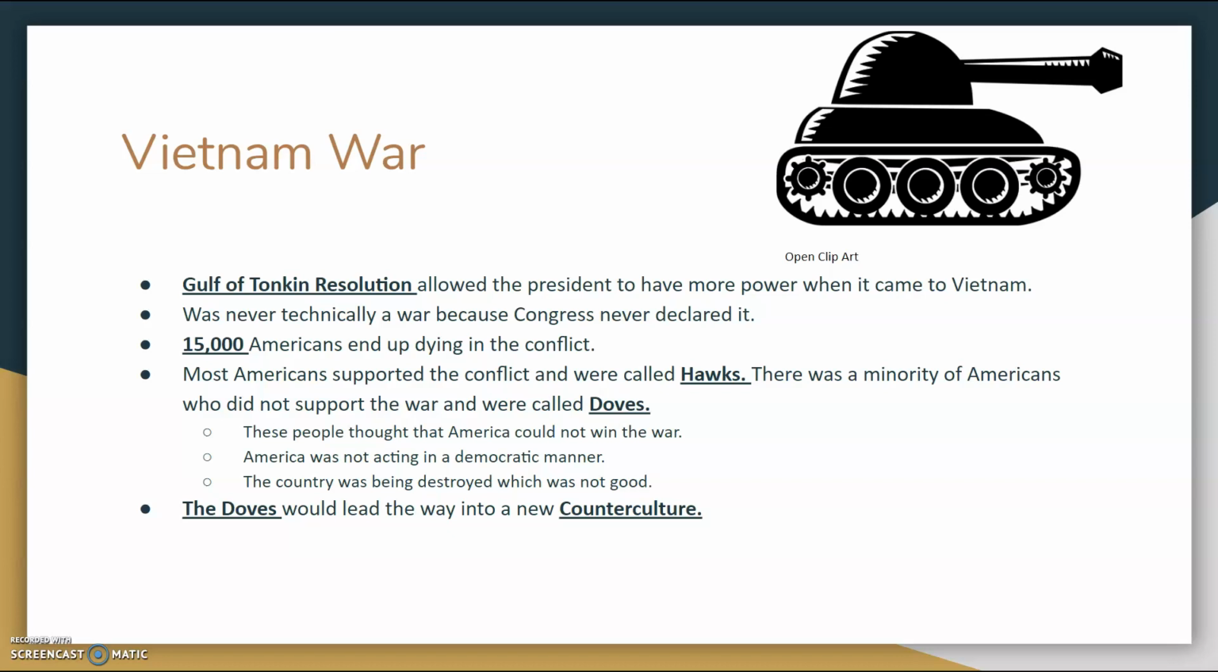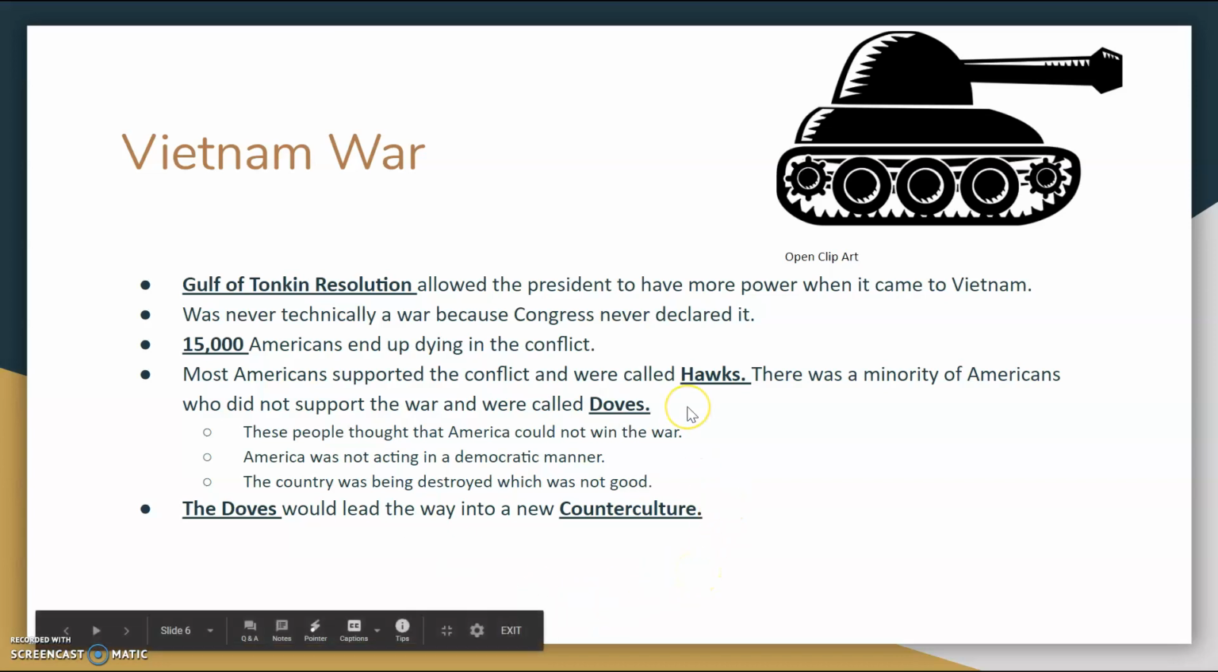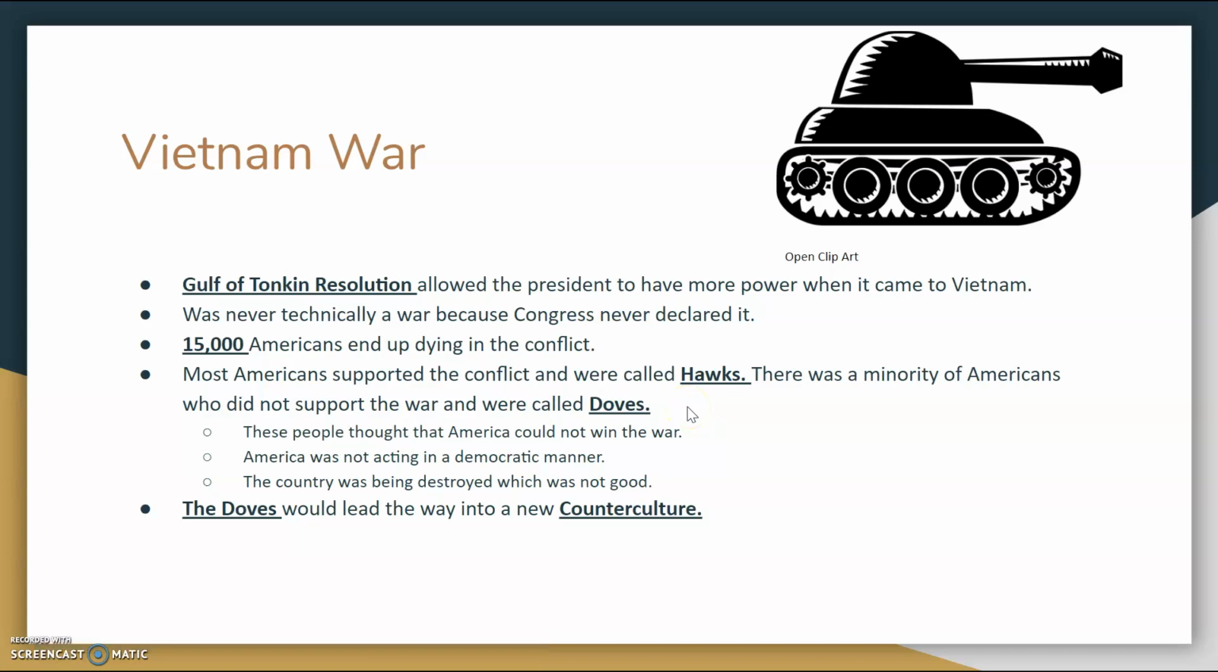And what we're going to see is at the start of the war, there's a large group of people called hawks. And the hawks are the people who want to use American dominance to stop the spread of communism. And then on the other side, we see the doves, who at the start of the war were in the minority, and these were people who didn't want to fight the war.